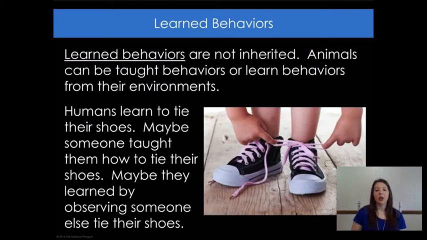Now let's talk about learned behaviors. Learned behaviors are not inherited. Animals can be taught behaviors or learn behaviors from their environment and their experiences. For example, a human learns to tie their shoe. Maybe someone taught them how to tie their shoe, or maybe they learned by observing someone else.